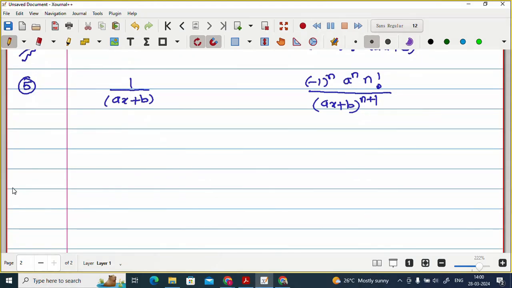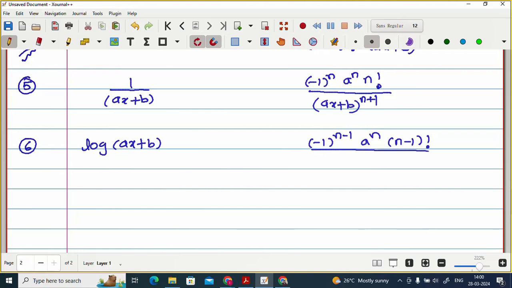Next, sixth, it is for log of ax plus b. When your y is in this format, log of ax plus b, then its nth derivative is given by minus 1 raised to n minus 1, a raised to n into n minus 1 factorial divided by ax plus b raised to n.